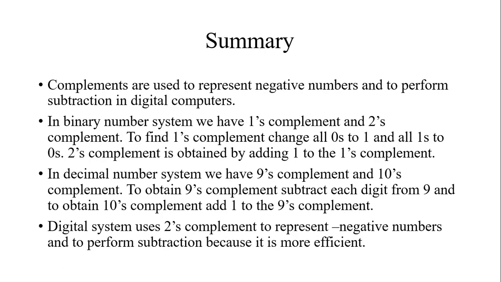Summary: complements are used to represent negative numbers and to perform subtraction in digital computers. In the binary number system we have ones complement and two's complement. To find ones complement, change all zeros to 1 and all ones to 0. Two's complement is obtained by adding 1 to the ones complement. In the decimal number system we have nines complement and tens complement. To obtain nines complement, subtract each digit from 9, and to obtain tens complement, add 1 to the nines complement. Digital systems use two's complement to represent negative numbers and to perform subtraction because it is more efficient.